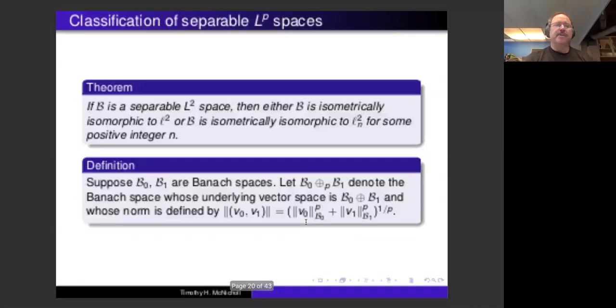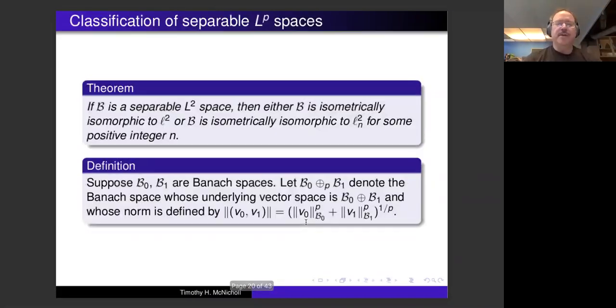And that's a really good thing, because there are not too many separable L^p spaces. So we think about two cases. First, the case where the exponent is 2. By a classic theorem, if B is a separable L^2 space, it's either little l^2 or little l^2 of n, up to isometric isomorphism. So there are not too many of those, and of course those are also the separable Hilbert spaces.